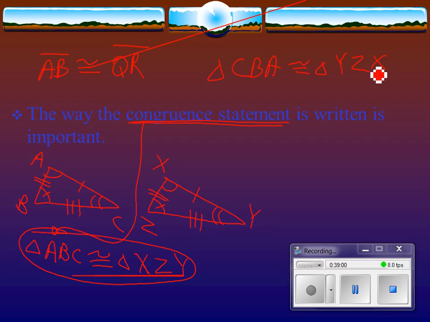Now, when you're naming these, there's all kinds of different ways you could name this first triangle. So when I look at your answer, I've got to know every possible way. All right? And then I look and see if you matched it up correctly. But I've got to know every possible way that you name the two triangles.